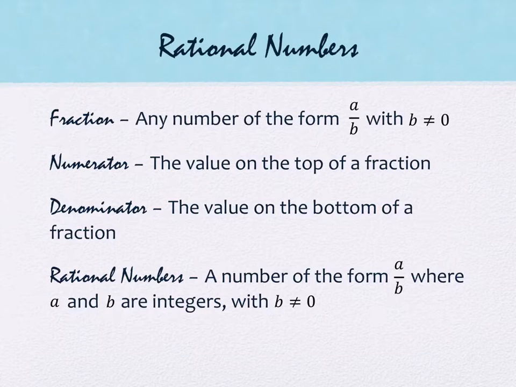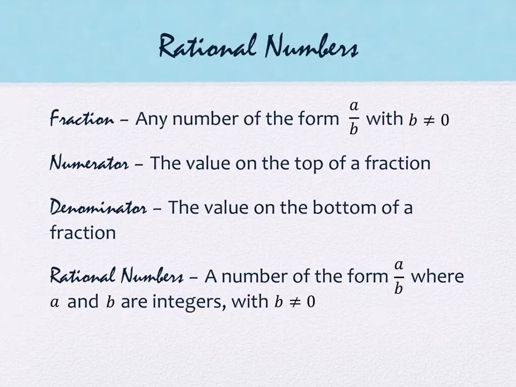So start with rational numbers. The first one you're familiar with, of course, is fraction. Fraction is actually any number of the form a over b with b not equal to 0. And it is any number. So the top and the bottom can be decimals, they can be square roots, they can be pies, they can be anything, and it be considered a fraction. The value on the top is called the numerator, and the value on the bottom, of course, is called the denominator.